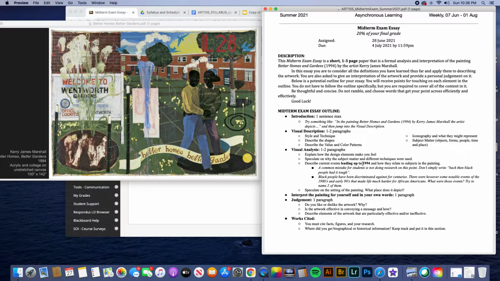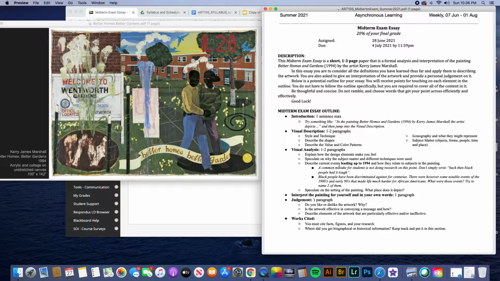Speculate on why and describe current events leading up to 1994 and how they relate to subjects in the painting. This is important because it is important to have a good understanding of what led up to the making of an artwork. Remember that art is not made in a vacuum. It is always a response to the world around you, around the artist and the time that it was made.